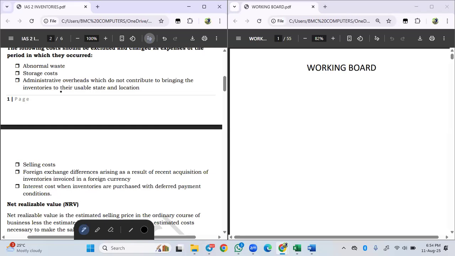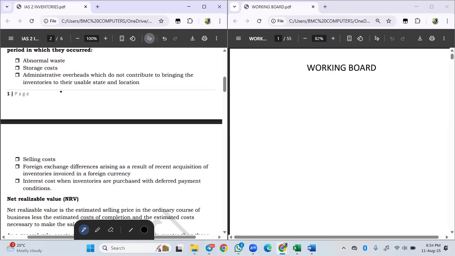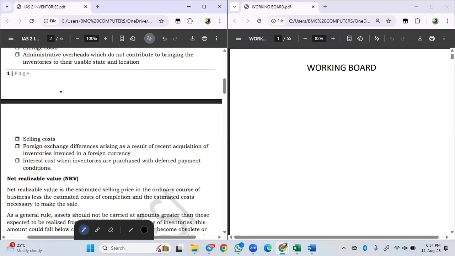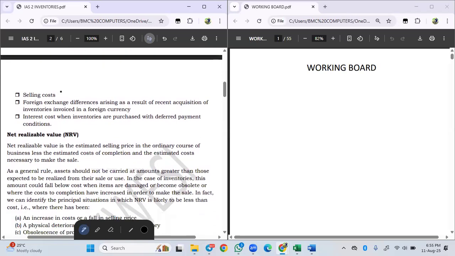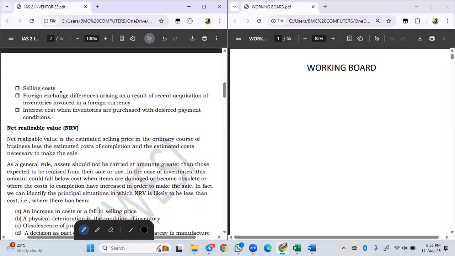Administrative overheads, which do not contribute to bringing the inventories to their usable state and location. Selling costs, foreign exchange differences, that's the rates and all that. That one is not part of it, so that one will be expensed. Interest costs when inventories are purchased with deferred payment conditions. So maybe you deferred your payment, maybe they added some interest, or it's more like paying a fine or a penalty. So that one will be excluded.